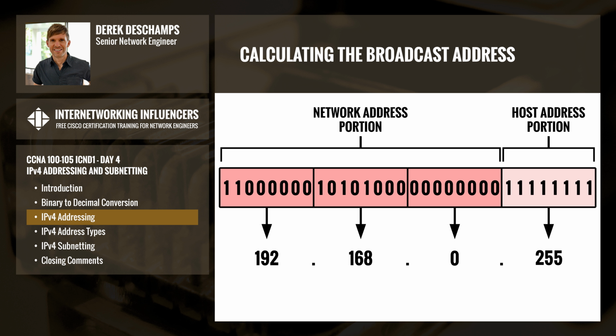A broadcast address is used for sending packets to every host on a particular network, and is always the last address on that network. If we want to calculate the broadcast address for a network, we simply set all bits in the host address portion of the IP address to 1. We then convert each octet back to decimal. In this example, our broadcast address is 192.168.0.255.